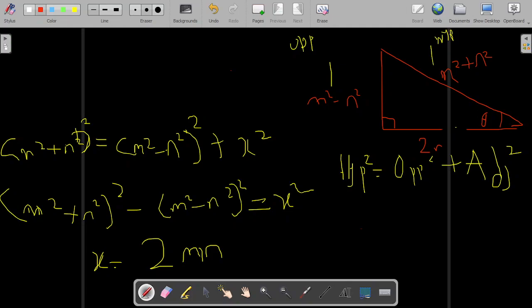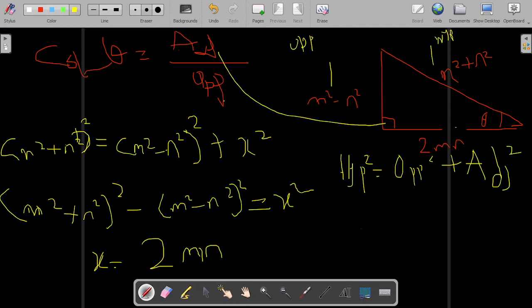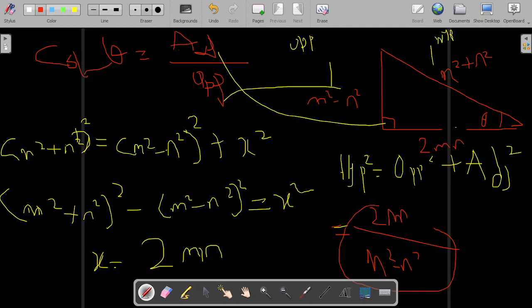And we know that cot theta is equal to 1 over tan theta, which is equal to adjacent over opposite. So what do we do now? Because we know our adjacent is this, and the opposite is this, so we can get our answer with that. So therefore cot theta is equal to the adjacent, which is 2mn, over the opposite, which is m square minus n square. So therefore, we've finally gotten our answer.